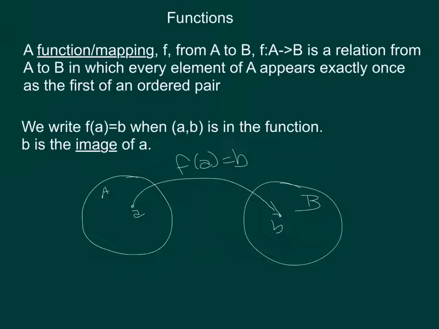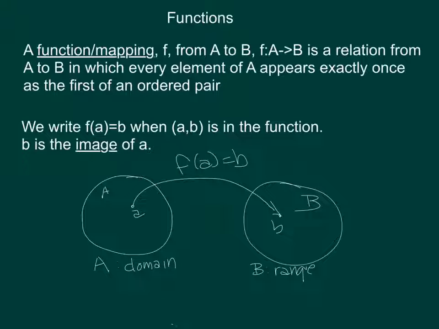We call the set A the domain. That is our input to the function. And we call the set B our range. Those are the values that get mapped to by f.